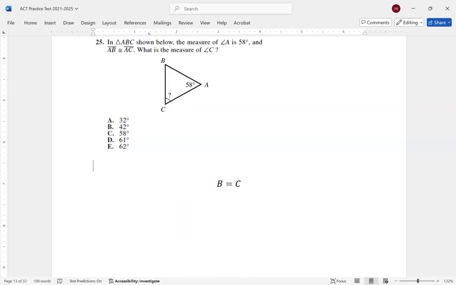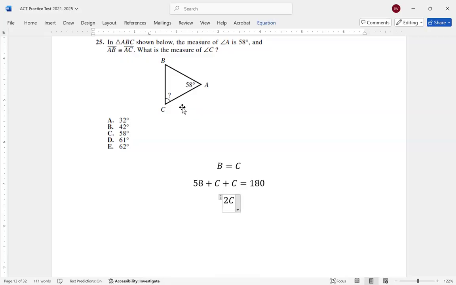So angle B and angle C are going to be the same. Okay. Now we also know that in a triangle, the angles have to add up to 180 degrees. Since A is size 58 and B and C are the same, I can say that 58 plus 2C has to be equal to 180.